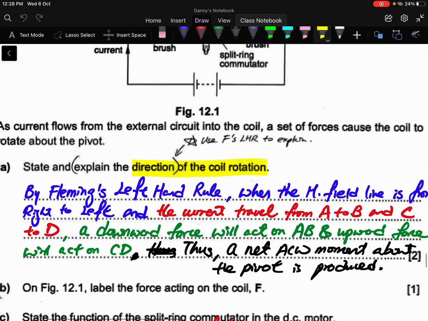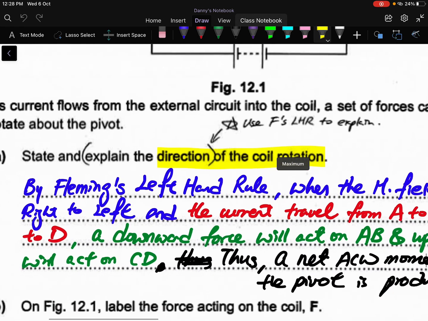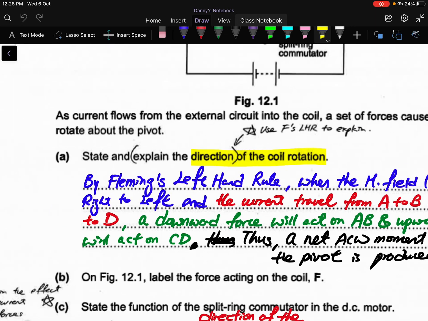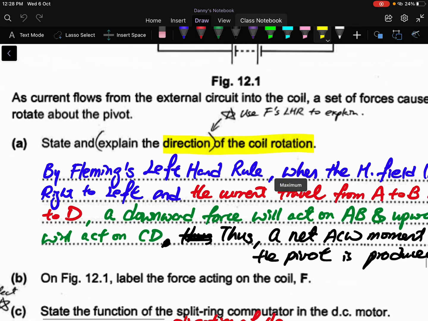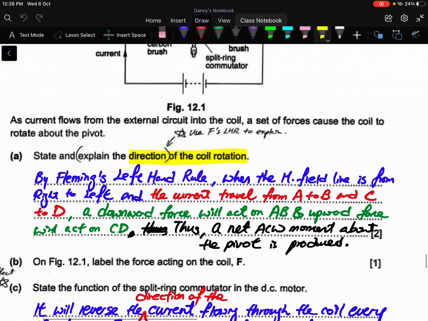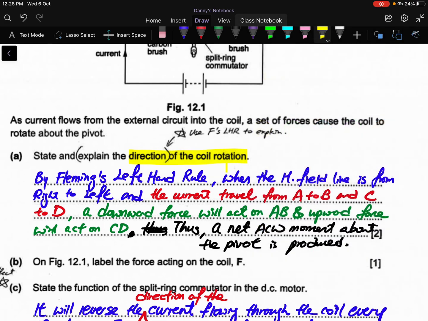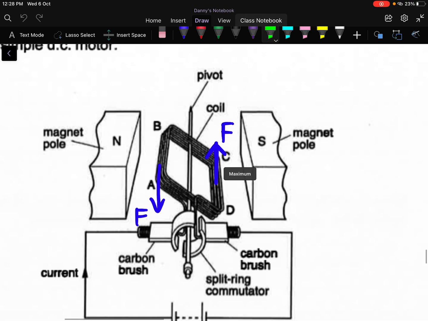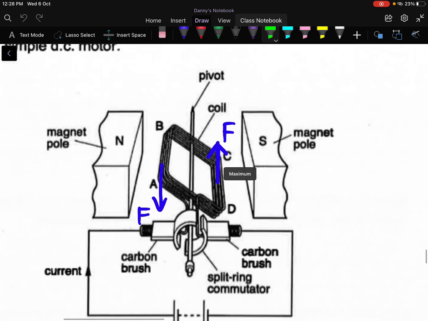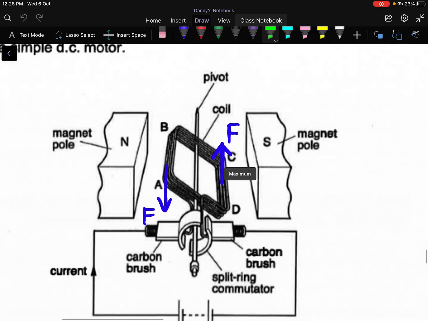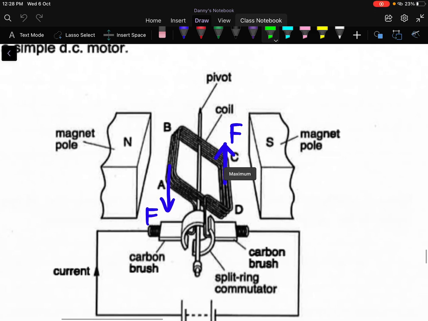But for this particular question, they are asking you the direction of the coil's rotation. Because it involves direction, the only way to explain it is through Fleming's left-hand rule. So using Fleming's left-hand rule, you need to describe how you apply it. To describe how you're applying it, you need to tell me that the magnetic field lines are from where to where. And of course, you also need to tell me how the current is flowing. To tell how the current is flowing, make use of the A, B, C, D labels in the diagram. Of course, you can say inward, outward, things like that, but it will be much easier if you use the labels in the diagram.